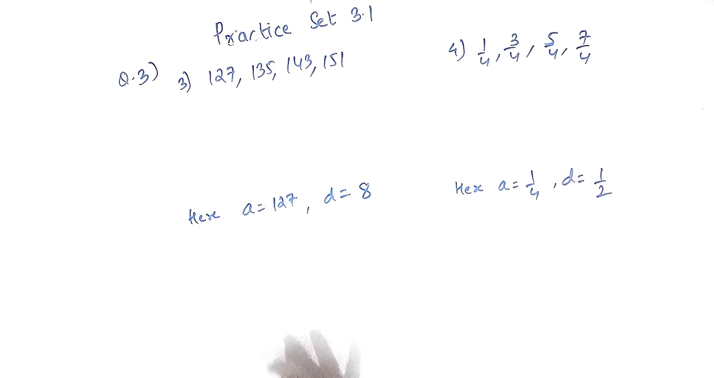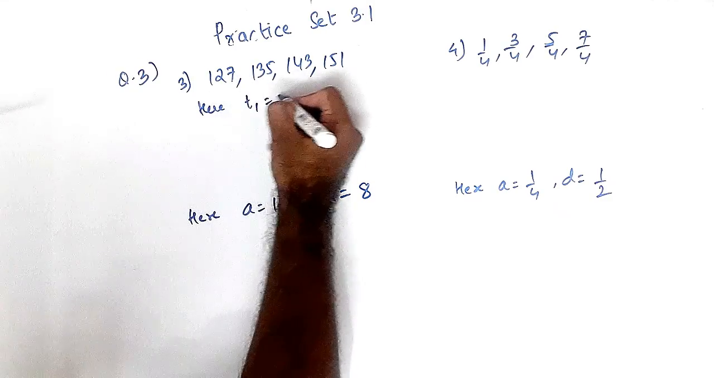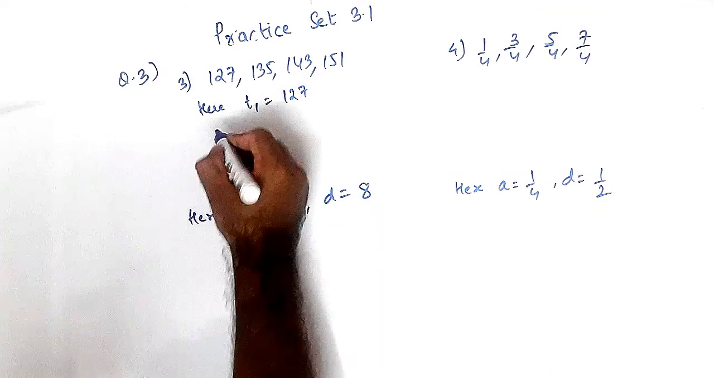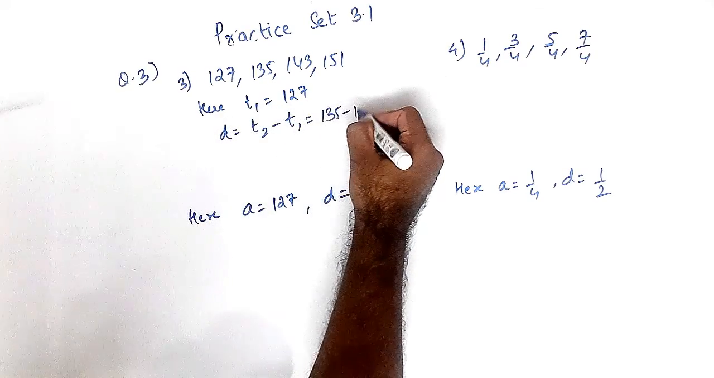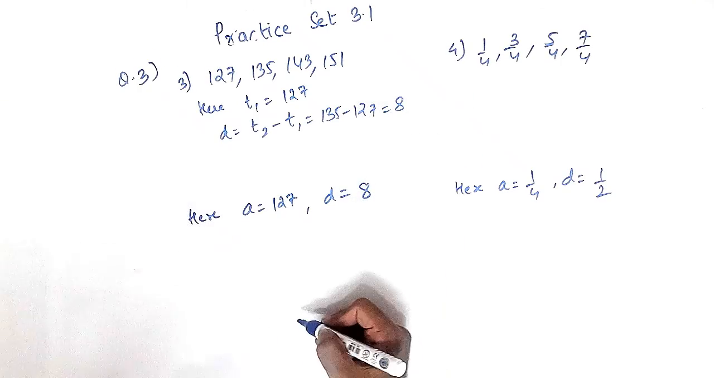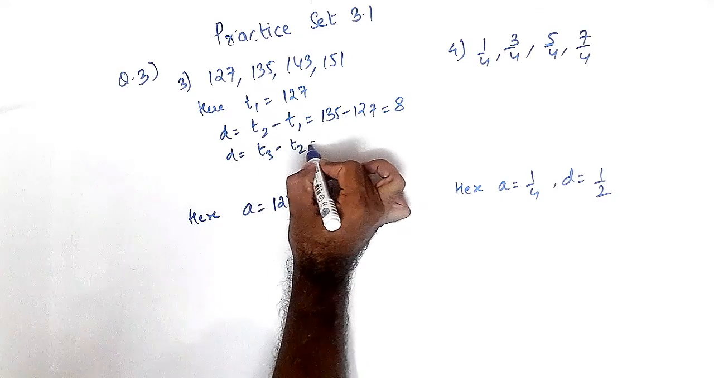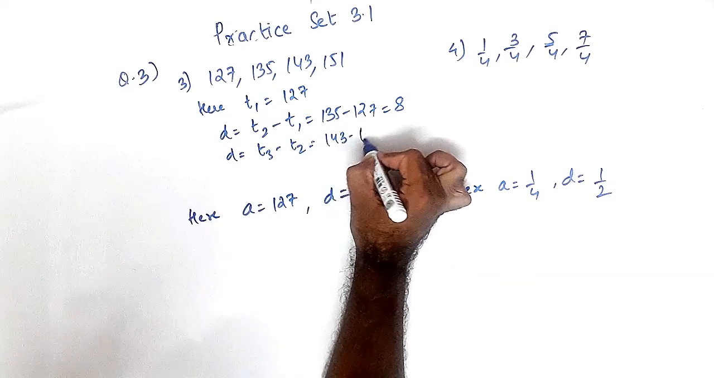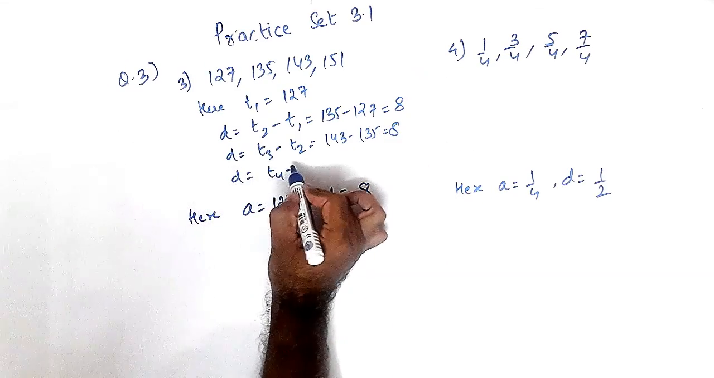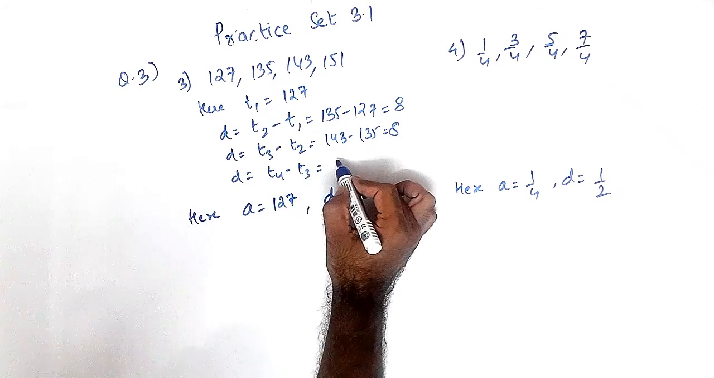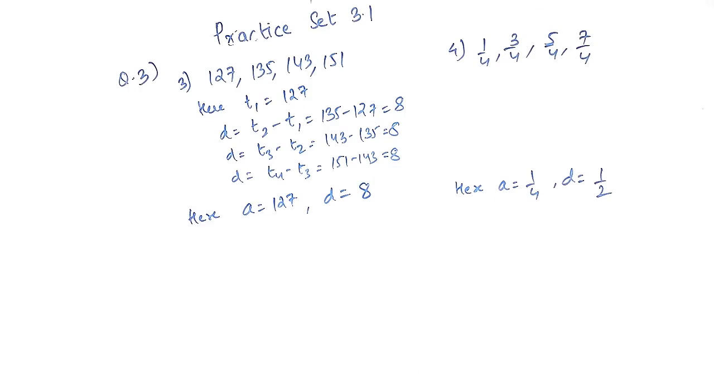Okay, so it is very simple writing the steps. Later on here T1 is equal to 127, finding the difference is T2 minus T1, so 135 minus 127 equals 8, and T3 minus T2 is equal to 143 minus 135, that is also equal to 8, and lastly T4 minus T3 equals 151 minus 143, that is also equal to 8.